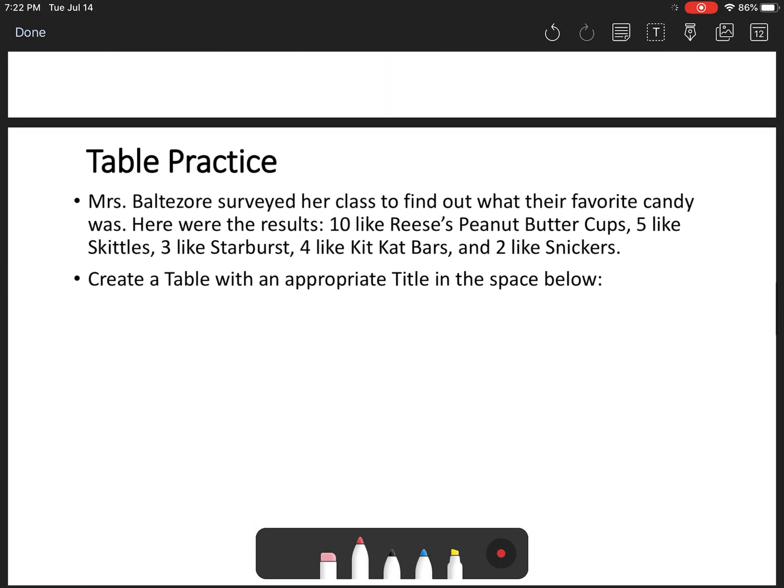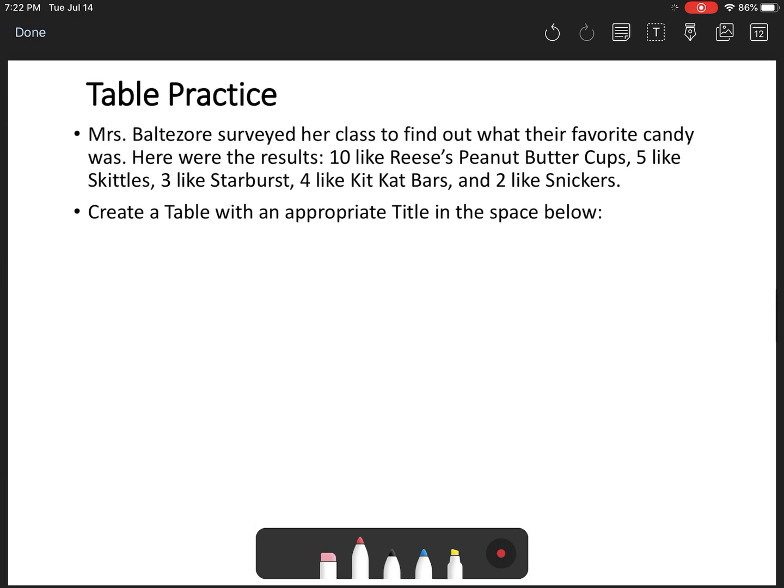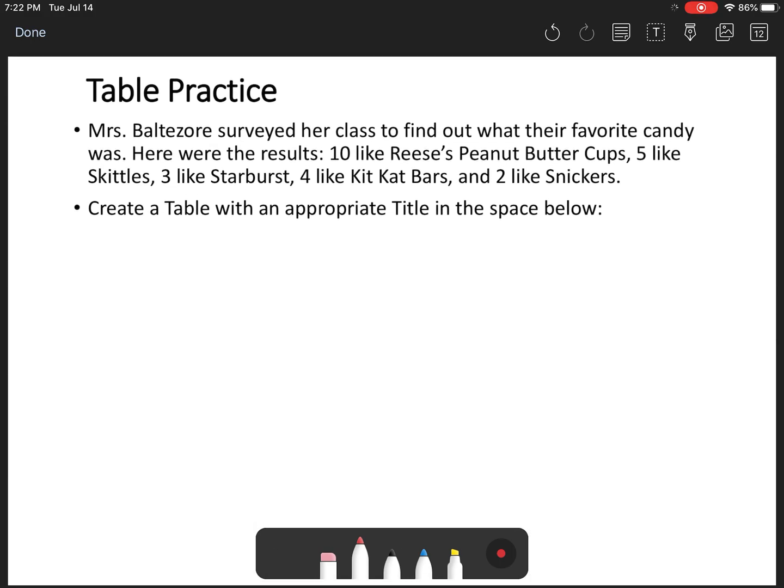Okay, so let's do a little practice here. It says, Mrs. Baltazar surveyed her class to find out what their favorite candy was. Here are the results. 10 like Reese's peanut butter cups, 5 like Skittles, 3 like Starburst, 4 like Kit Kat bars, and 2 like Snickers. Create a table with an appropriate title in the space below.